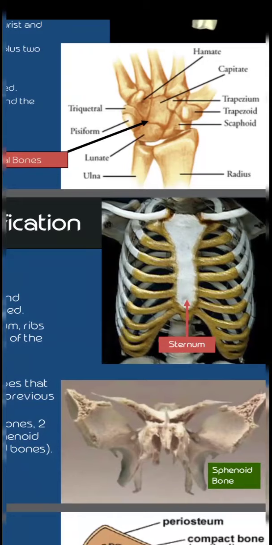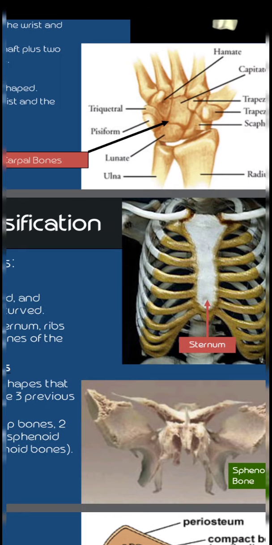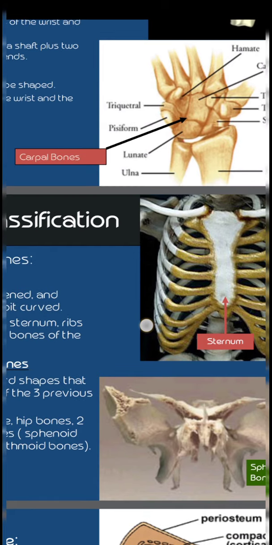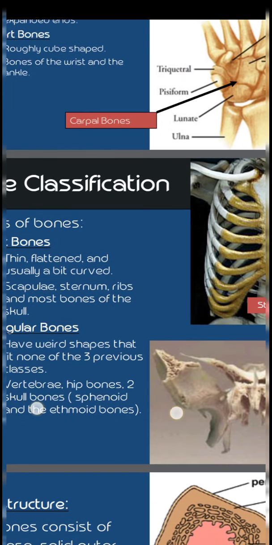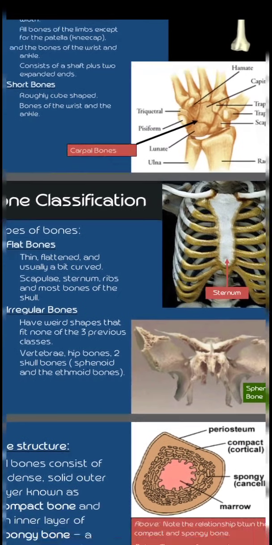Now the MCQs may come from here. If it's a very high yield topic, MCQ would come like this. The clavicle is considered as a dash, and there would be 4 or 5 options, and you have to choose the correct one. Okay, now let's see the irregular bones. Irregular bones are weird in shape.